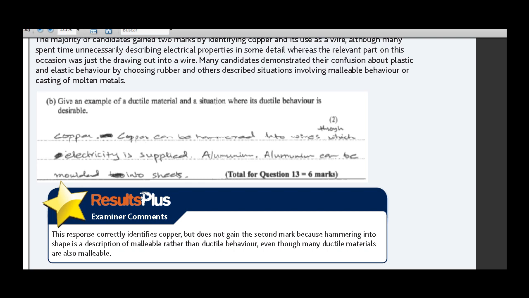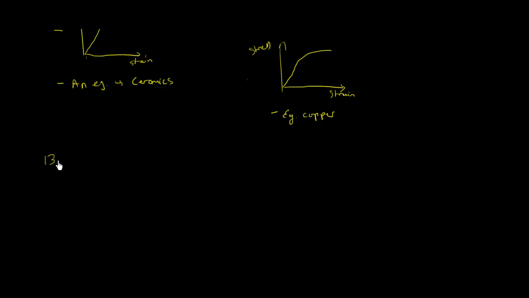This is 13b. A good example for malleable, just for general knowledge, is lead. Lead is malleable. You can make it into sheets if you want, but it's not ductile because it's brittle if you try to stretch it. So it's malleable, but it's not ductile. On the other hand, copper is both. So many materials are both. Okay, hopefully that's handy information.